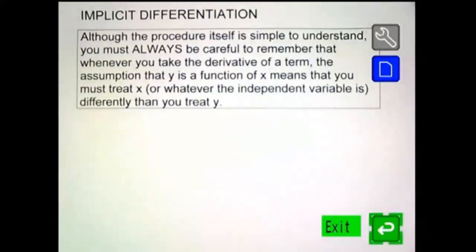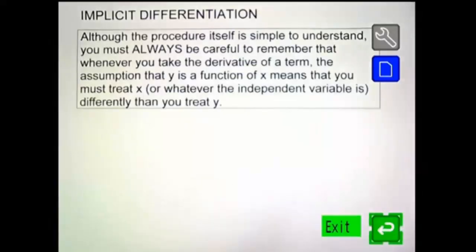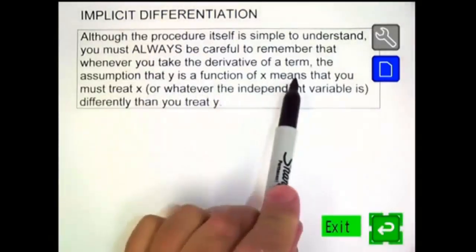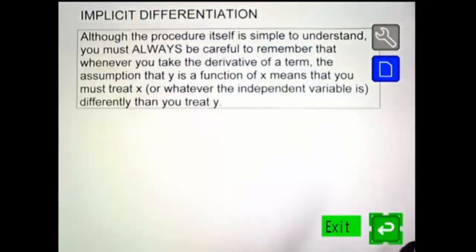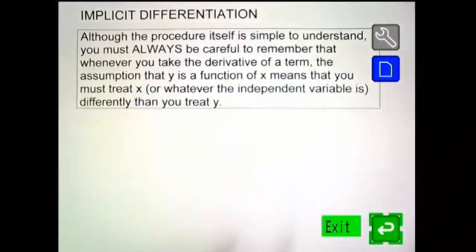I do want to say this. Although the procedure itself is really simple to understand, and those 3 steps are really not that difficult to understand, you've always got to be careful. And you've got to remember that whenever you take the derivative of a term, the assumption that y is a function of x means you have to treat the x, or whatever the independent variable is, differently than you treat y. Because y is really a function of x. It's not an independent variable.